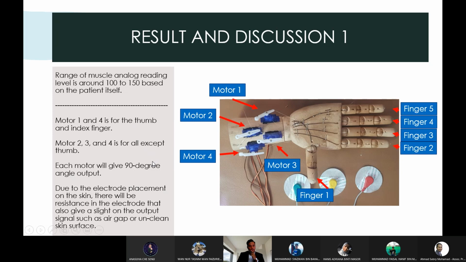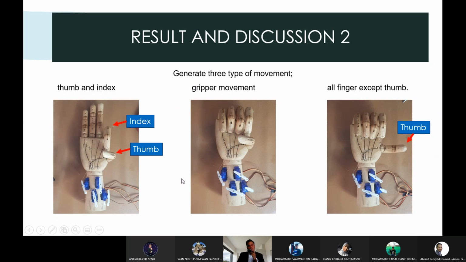Due to the skin electrode placement, there will be resistance in the electrode that also causes a slight shift in the output reading signals, such as from an air gap or unclean skin surface. The result: three types of movement, thumb and index, gripper movement, and all finger movement.